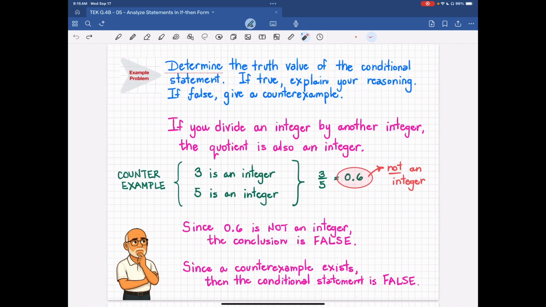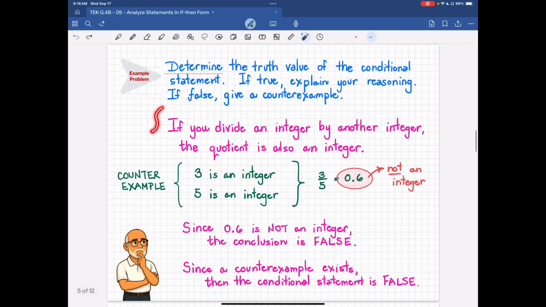Now let's work on a problem together. The problem reads, determine the truth value of the conditional statement. If true, explain your reasoning. If false, give a counterexample. So the situation is this. If you divide an integer by another integer, the quotient is also an integer. Okay?